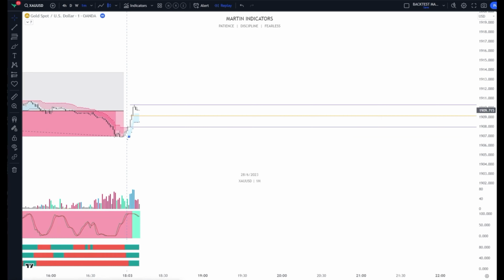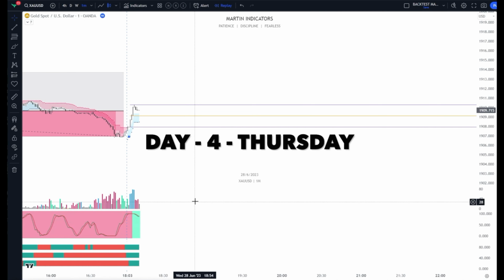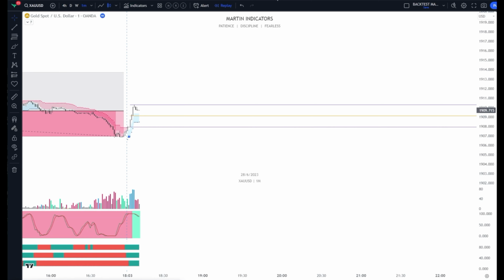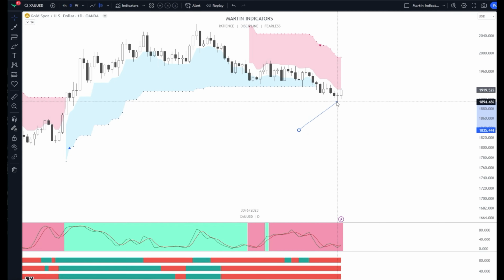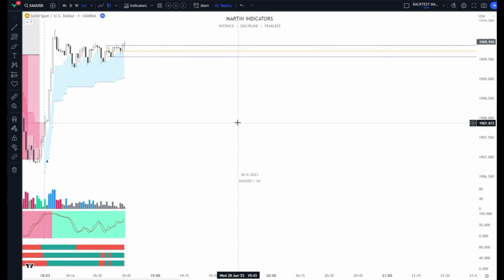Now let's see day 4. We are here on day 4. Let's see how the daily candles look. So this is day 4. We had a doji candle on Thursday. So we'll see how this strategy performed on this day. Let's see, we are at the start of the day.